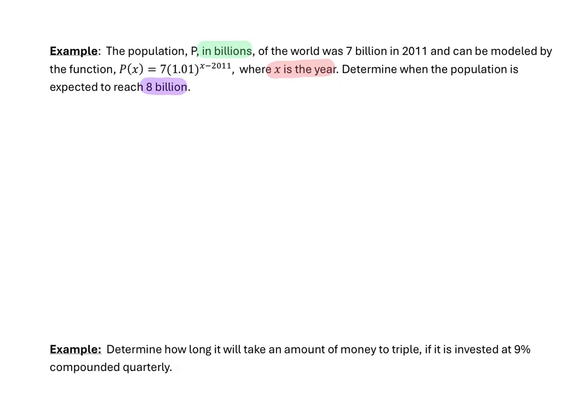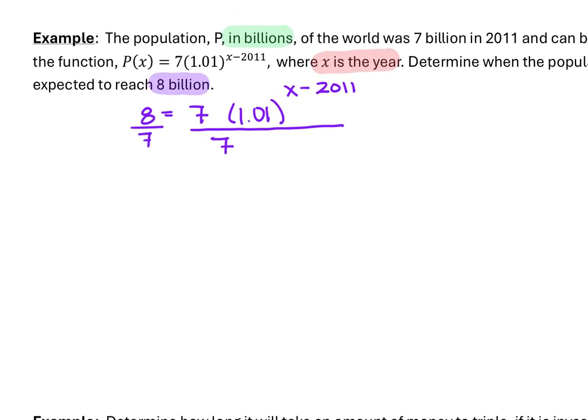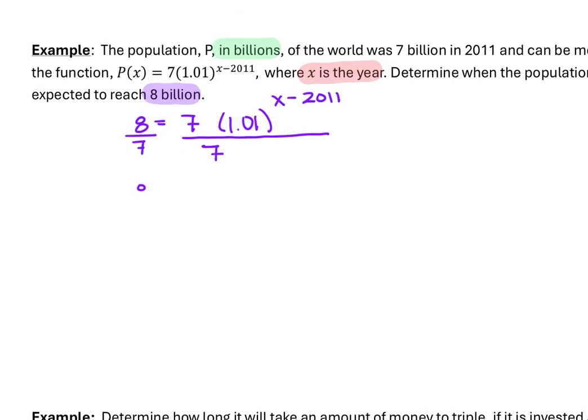All right, so this is not an X value. We are being asked when will this happen. And so our 8, we are going to plug it in for our P of X. And we want to go ahead and solve. I want to isolate my exponential, so I'm going to start by dividing by 7. We get 8 divided by 7 equals 1.01 raised to the x minus 2011.